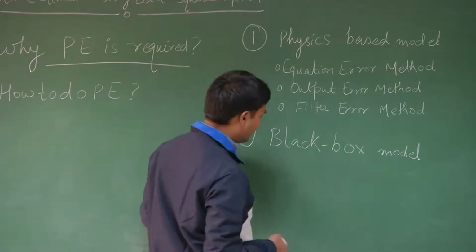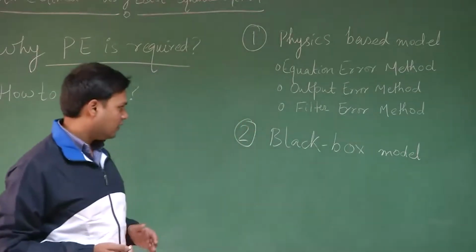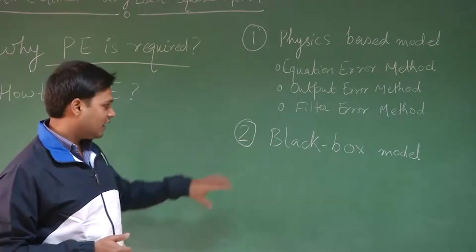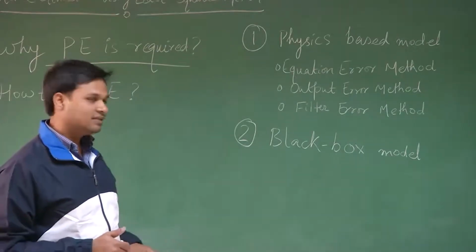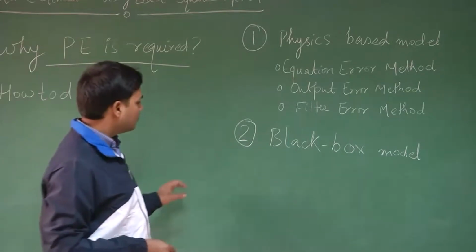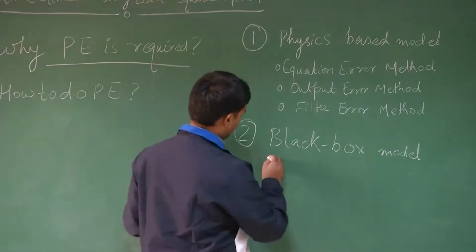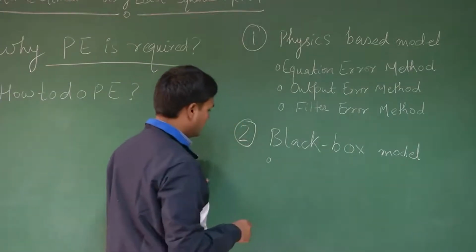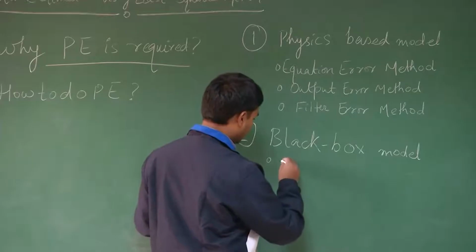And the next class of model is the black box model, where, as I discussed, we don't have the physics understanding for this model. So under that, several methods can also be listed. I'll just write a few of the methods.